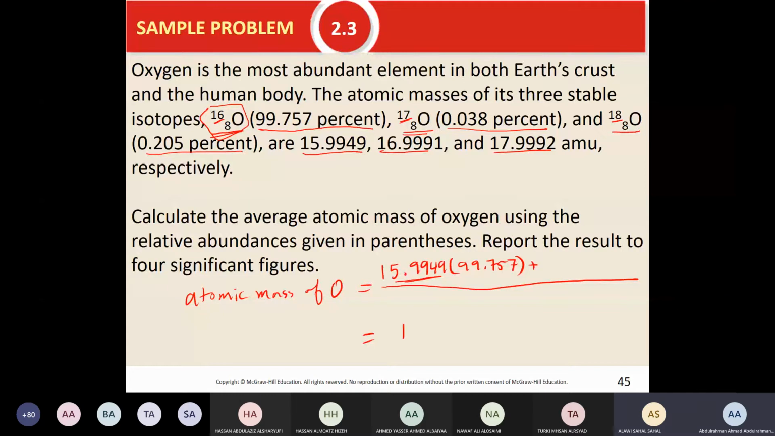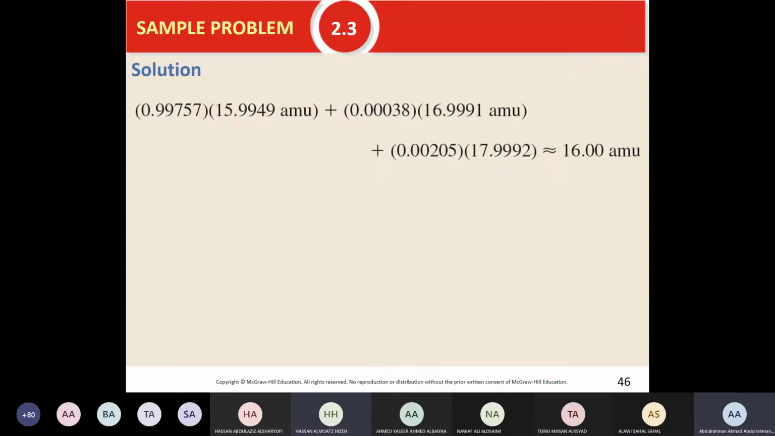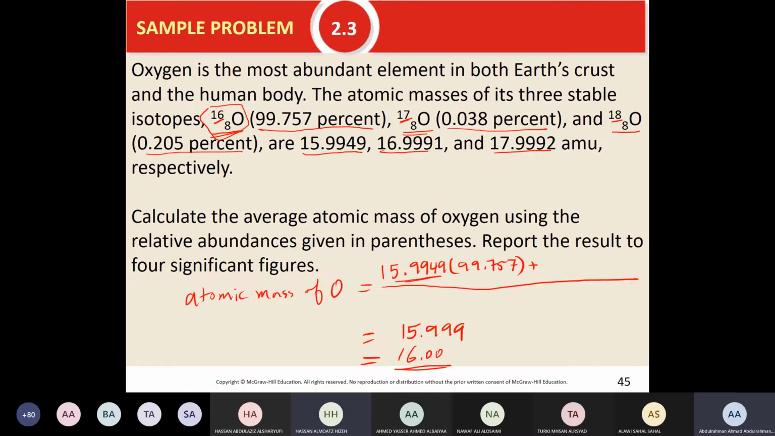15.999. Who else got the same answer? How about if I want to make it two significant figures? 16. Is this clear? That's exactly the answer. This is for significant figures. Two figures after the decimal. That's what I mean.